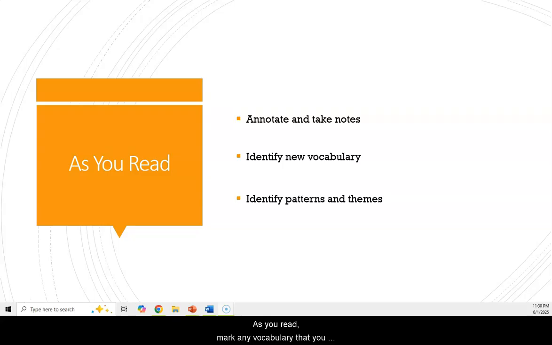As you read, mark any vocabulary that you aren't familiar with. You can use context clues, that is the language that's around the word, to help you figure out what the word means, or you can just look it up. Write down the definition to help you remember it. Note any patterns or themes that may be important later in the text or that connect to ideas discussed in other texts you have read for this course.